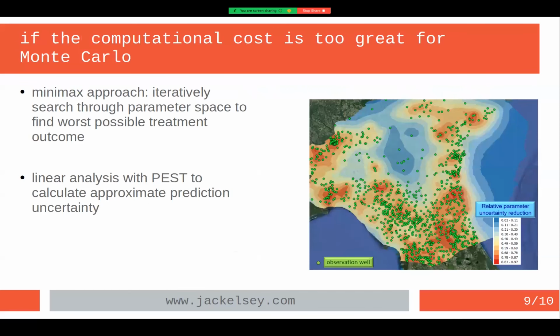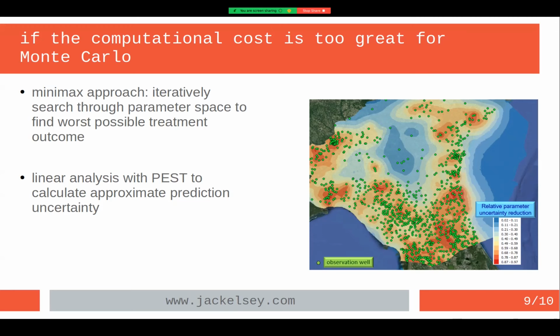If, on the other hand, you're saying to yourself, that wouldn't work, our numerical model takes all day to run, then there are other techniques we can use to quantify uncertainty. For instance, we could take a minimax approach. In minimax, which stands for minimizing the maximum loss, we define the possible range of parameter values, then use an algorithm like gradient descent to iteratively search out the worst possible treatment outcome. If a given system design can result in poor treatment outcomes with plausible parameter values, then the design needs to be improved. Another option for quantifying uncertainty is to use the linear analysis tools in the PEST software library.